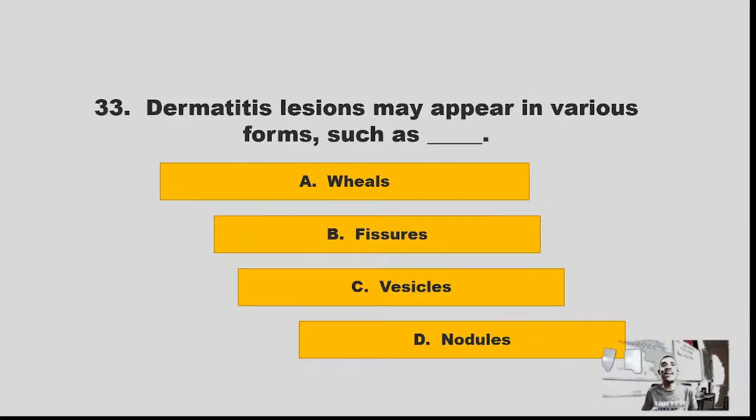Dermatitis lesions may appear in various forms, such as, would you say it's wheals? Is it fissures? Is it vesicles? Or is it nodules? Dermatitis lesions may appear in various forms, such as, what do you think? Is it A, B, C, or D? If you chose C, vesicles, then you are correct.